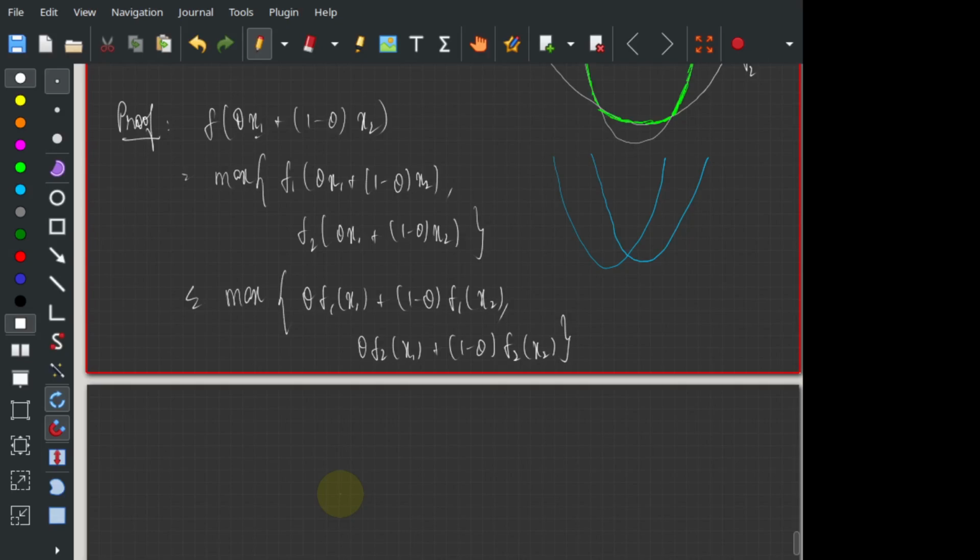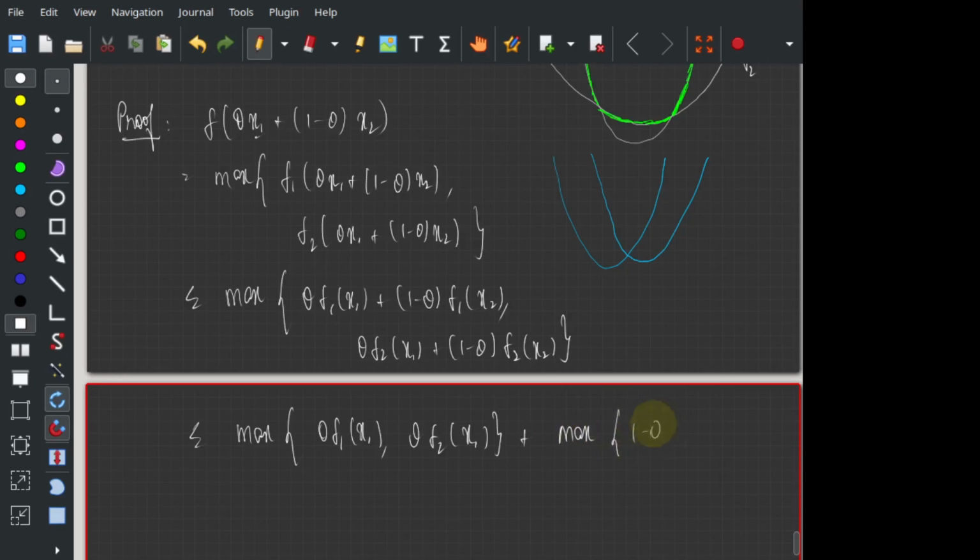What can we do next? Okay, let's do that. So this is less than or equal to, if I have f1, so this is my g1 and this is my g2, in other words, I can write this as less than or equal to the maximum of theta f1 of x1, theta f2 of x1, plus the maximum of 1 minus theta f1 of x2, 1 minus theta f2 of x2. Do you agree?